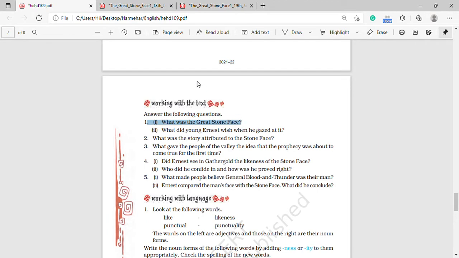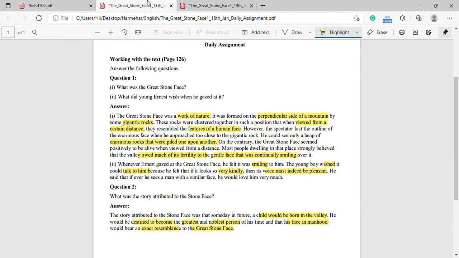What was the Great Stone Face? The Great Stone Face was a work of nature. It was formed on the perpendicular side of a mountain by some gigantic rocks. These rocks were clustered together in such a position that when they were viewed from a certain distance, they resembled the features of a human face.